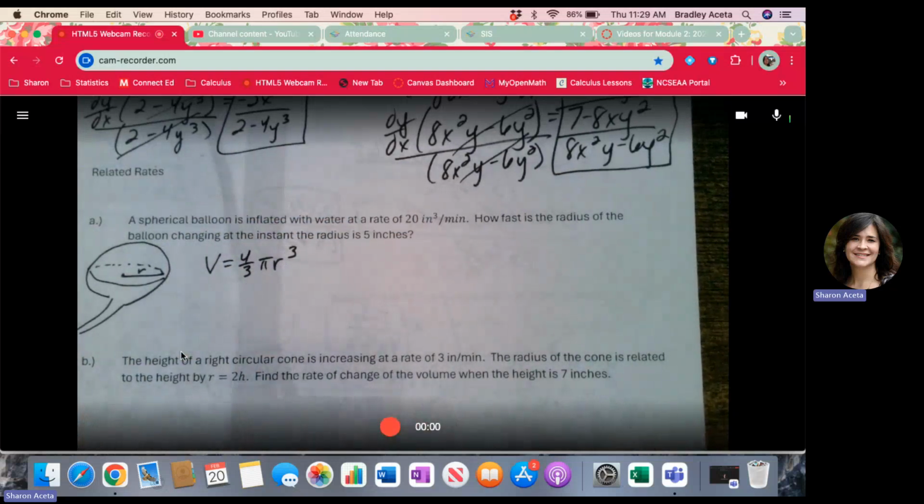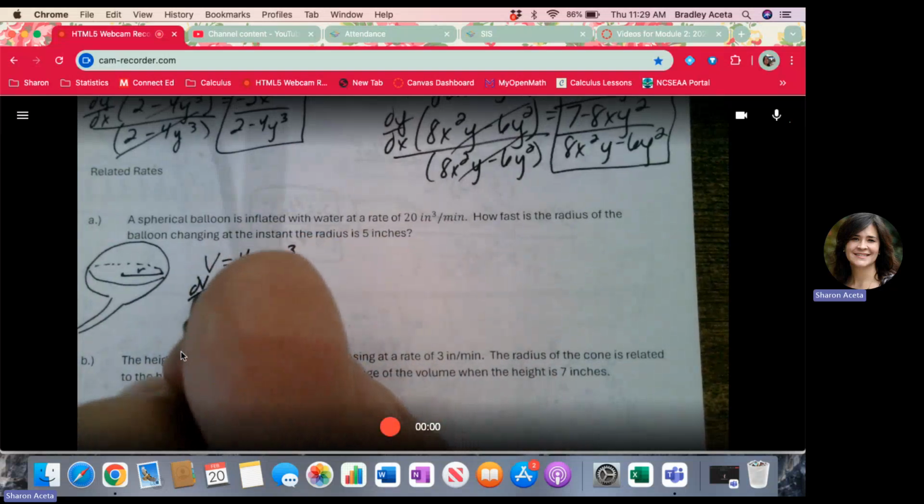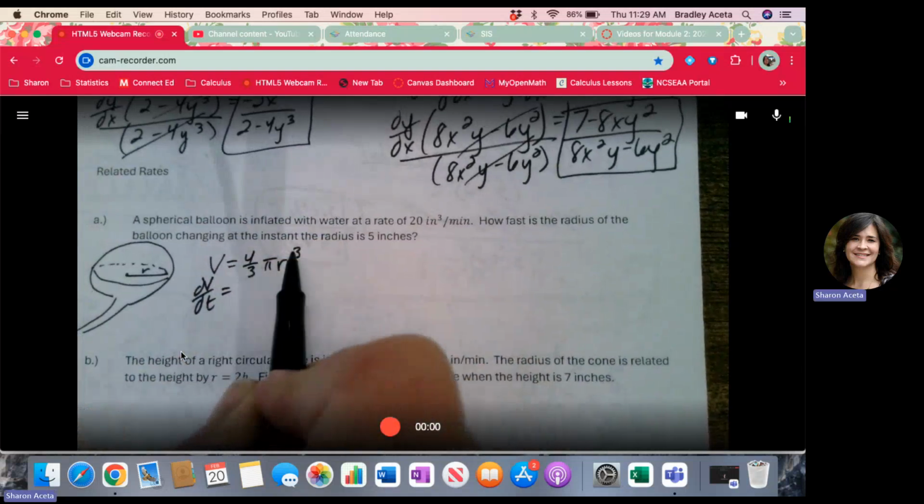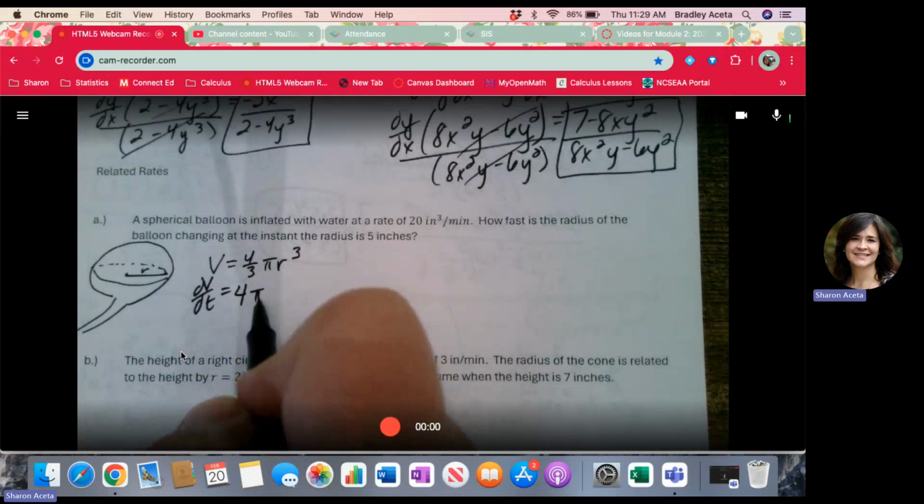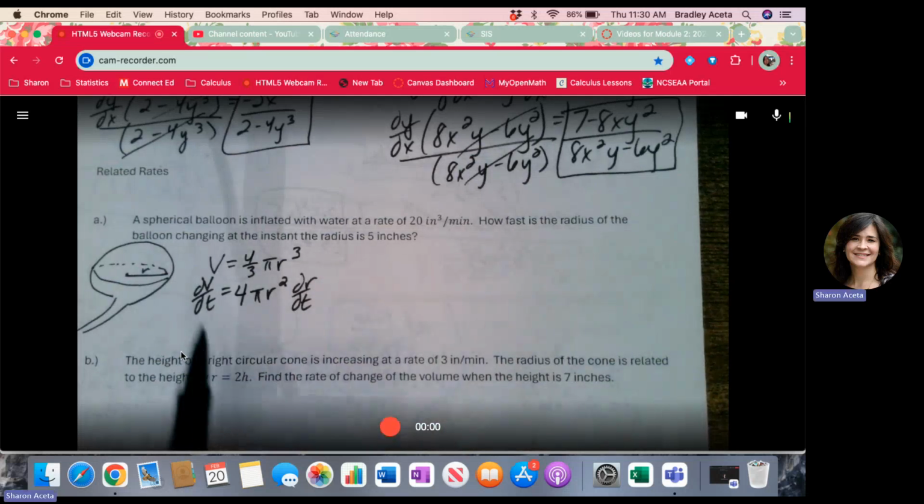Now what I do is I just take a derivative of it right now with respect to time. So this is dV/dt. 4/3 times 3 is 4 pi r squared. And then we need to take a derivative of r with respect to time. And now I've got to go back up and read what I know.